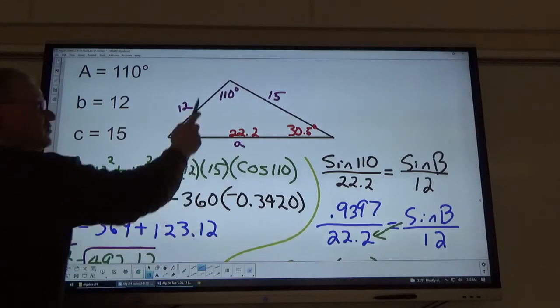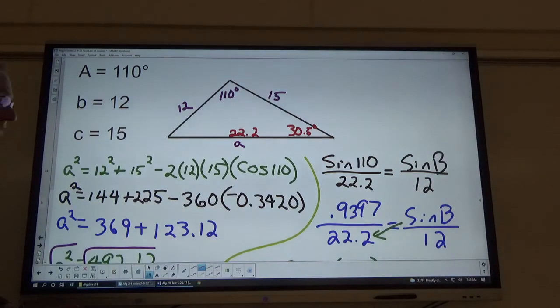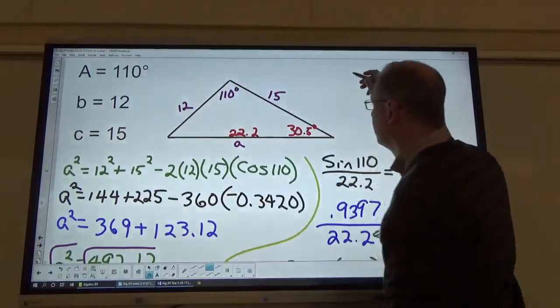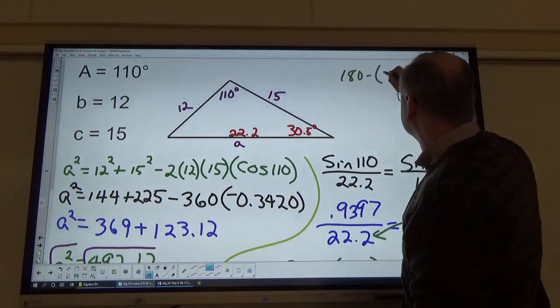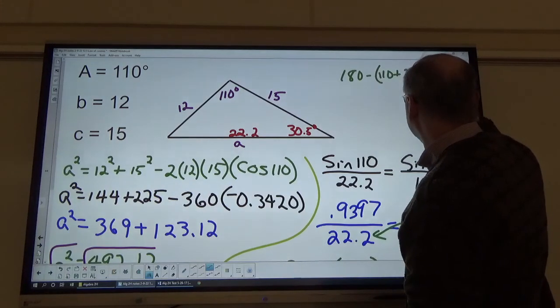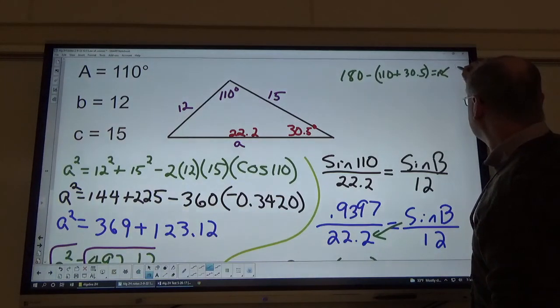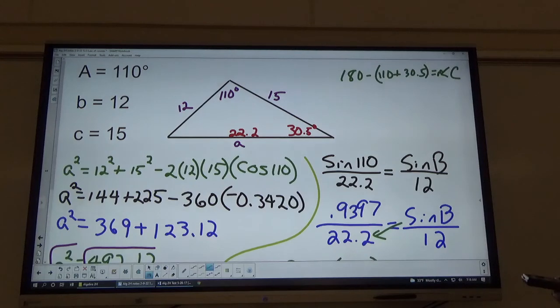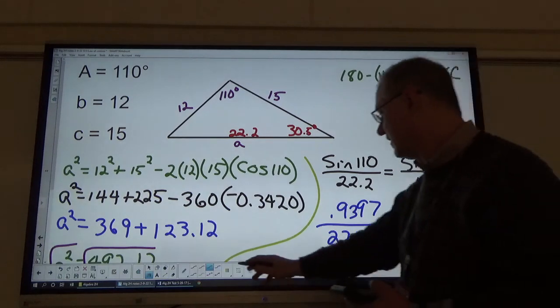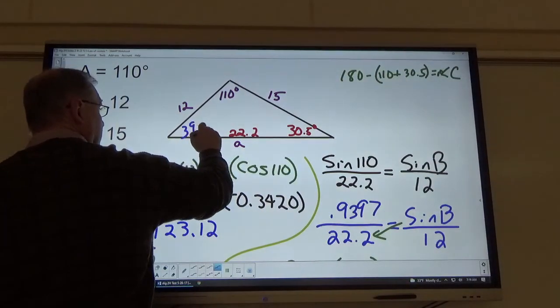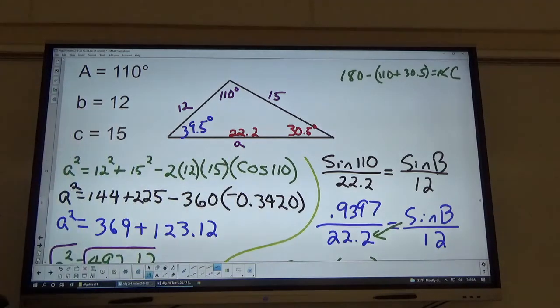I have two angles in my triangle. Well, it simply is able to be found for the third one: 180 minus 110 minus 30.5. And that's going to be angle C, the measure of angle C. 180 minus 110 equals 70, minus 30.5. That's 39.5. And there you have the full triangle fleshed out.